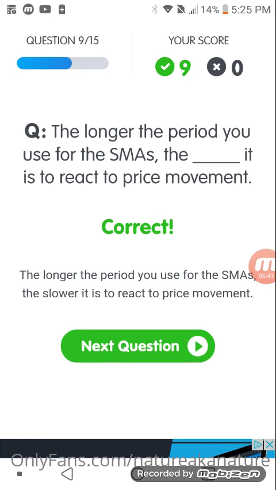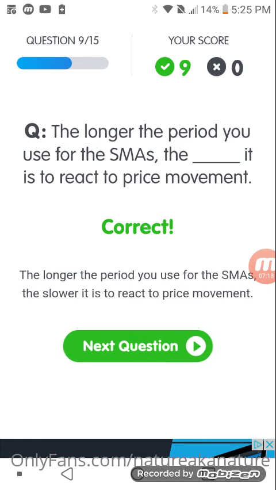Some people, depending on their trading stocks, might use the 50 SMA because it's a longer period. If you use a longer SMA, it gives you a longer view of what price is actually doing, but it's slower to react to price movement. This is for our long-term traders who are swing trading, trading for days and weeks in the market. They'll probably use the longer SMAs, but it is slower to react to price.